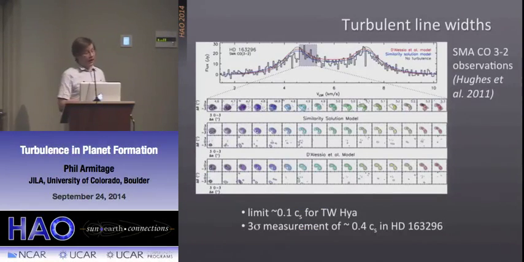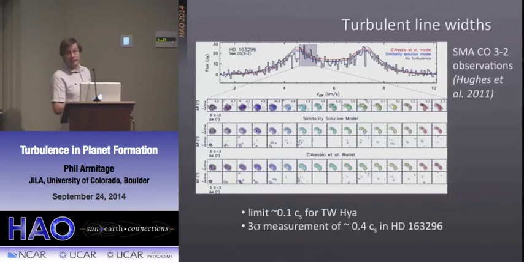But this has been attempted. So this is work by Meredith Hughes from now several years ago, not with ALMA. This is with a small millimeter array, which is an older sub-millimeter telescope. And what you're seeing at the top here is the line profile observed for a particular transition. This is CO 3-2 from this particular disk system. And this is velocity units here. This is the flux in the line. And the histogram here, the black histogram, is the actual data. And these other curves here are theoretical models which are plotted over that.